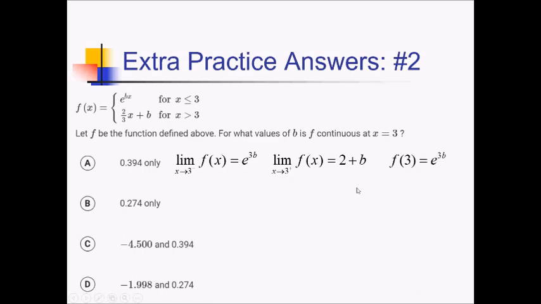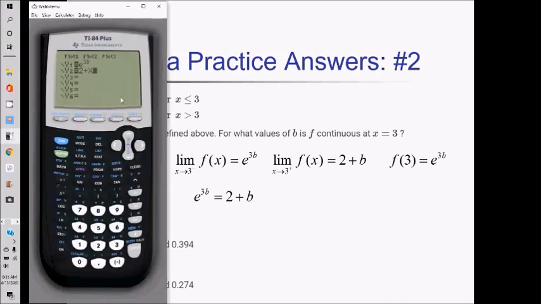So to show that the limit exists, that means that the left and the right limit have to equal each other. So we can say e to the 3b equals 2 plus b, and now we have to actually use the calculator to solve this for b. So here I am on the calculator. In my y equals, I've entered the left half of the equation as y1, the right half is y2, and of course I'm going to use x instead of b because x is what my calculator recognizes as my input variable. I have to figure out what window to graph this on also.